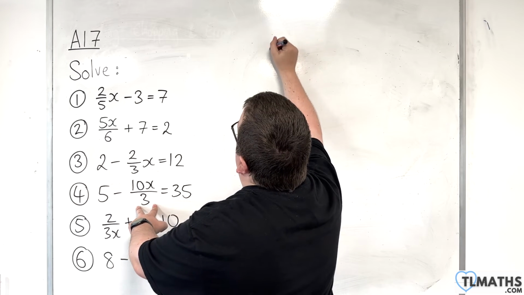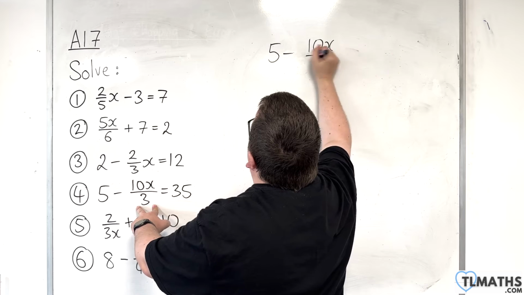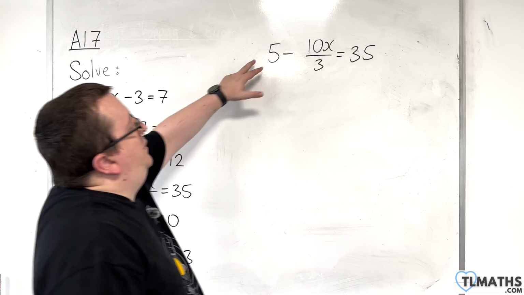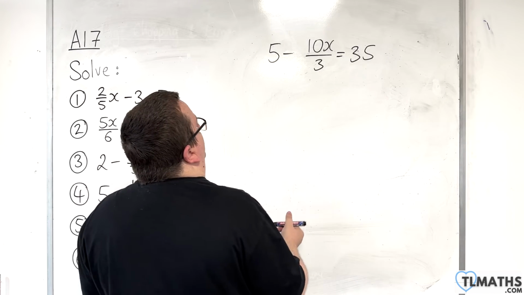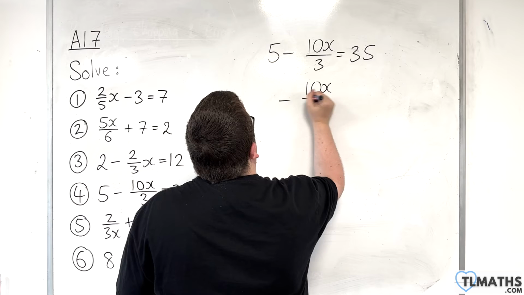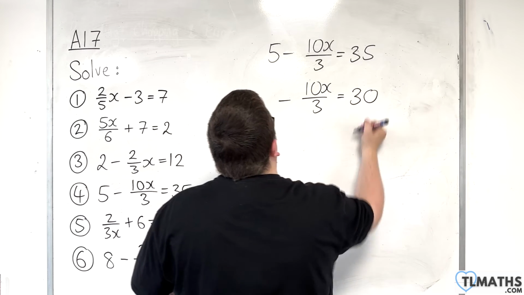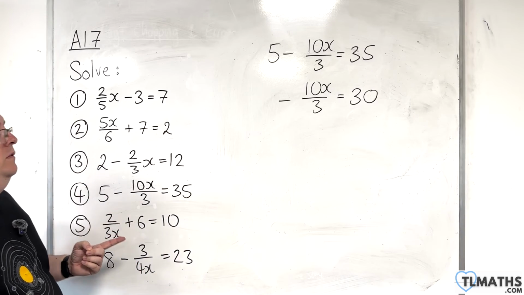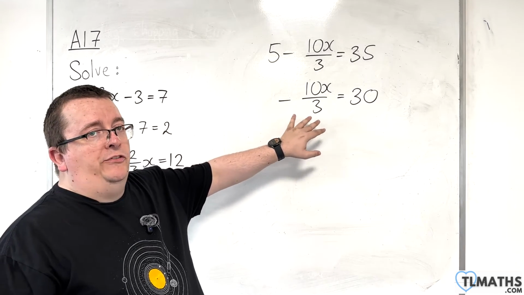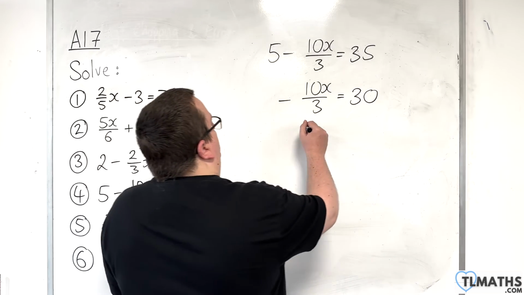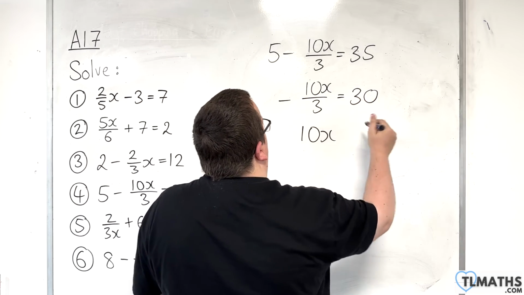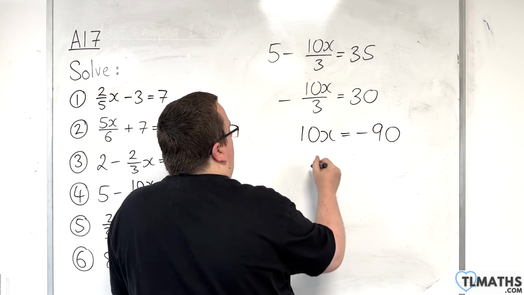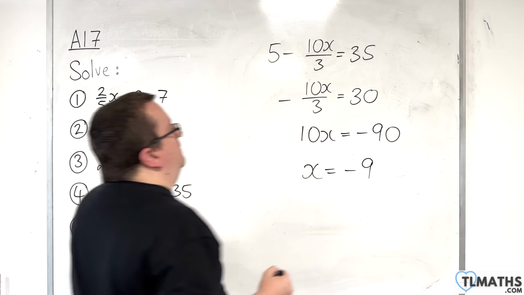So let's take a look at number 4. 5 take away 10x over 3 is equal to 35. So we've got the plus 5 here, so let's subtract 5 from both sides first. So minus 10x over 3 is equal to 30. And like we did with the last one, it probably makes sense to multiply through by minus 3 and not just 3 here. So multiplying both sides by minus 3, we're going to get minus 90 on the right-hand side. And then we could divide both sides by 10, and so we get minus 9 as our answer.